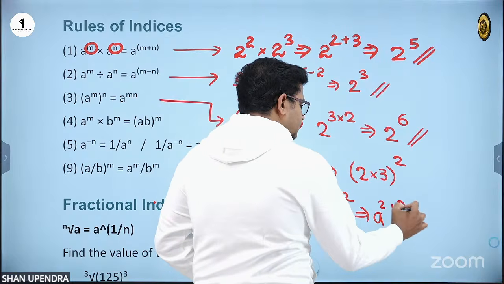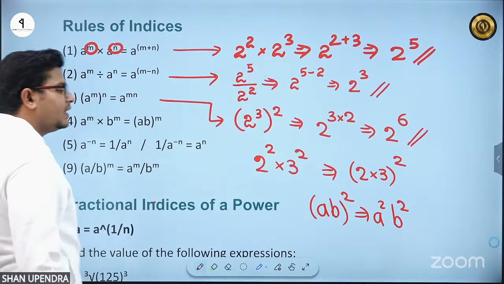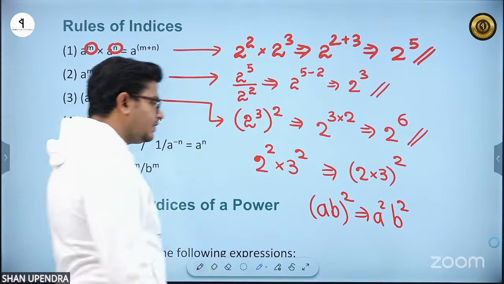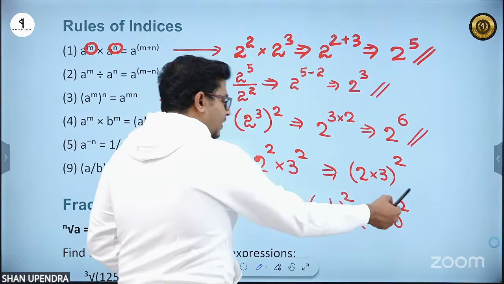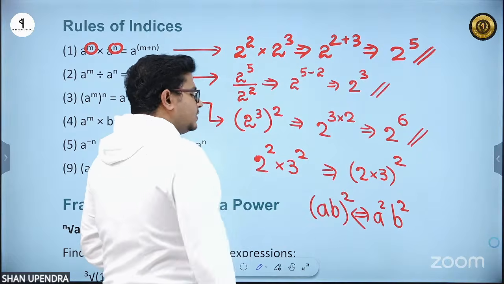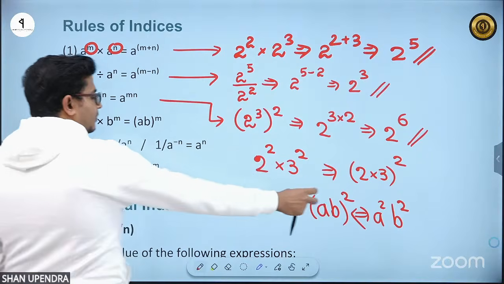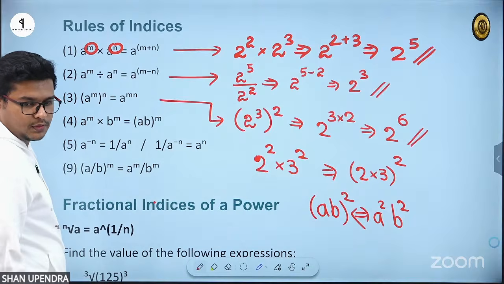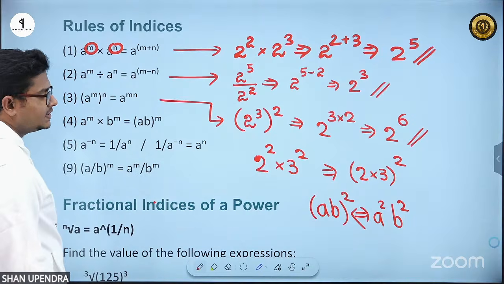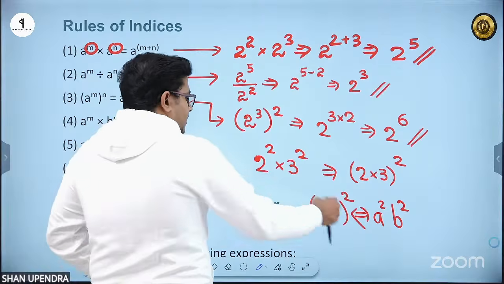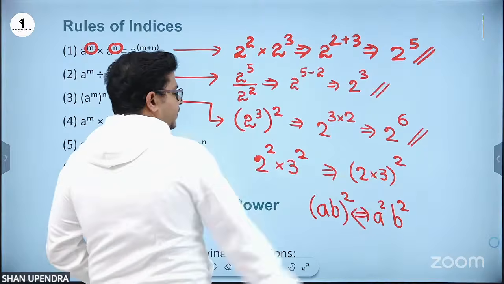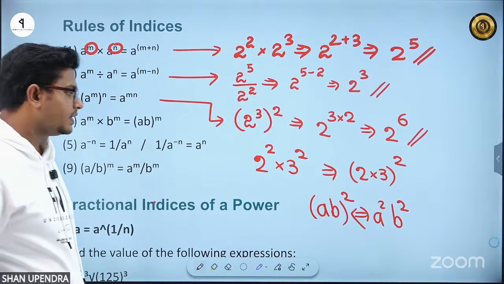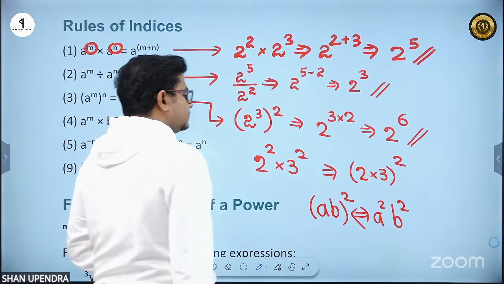squared. ab squared can be written as a squared b squared, and the other way around, we can write in the other way also. When there is a squared b squared, you can take that squared out, and you can write ab total squared. ab total squared, these are very important. Remember the concept. ab total squared can be written as a squared b squared, and the other way around is also acceptable.